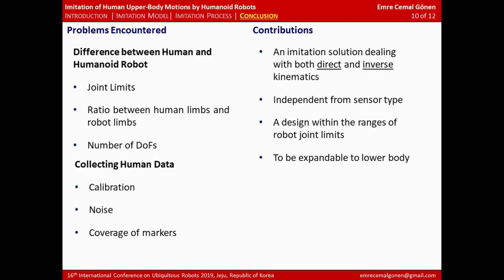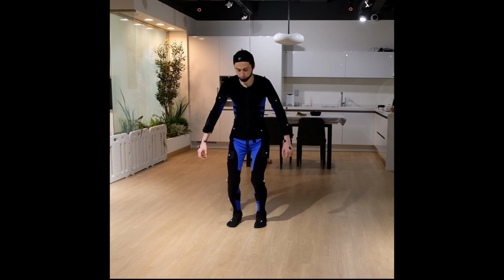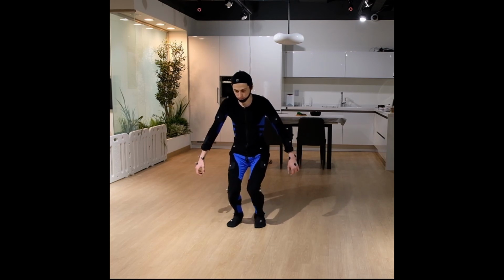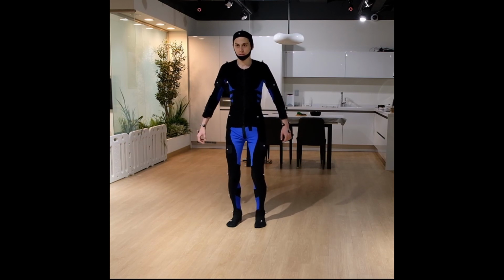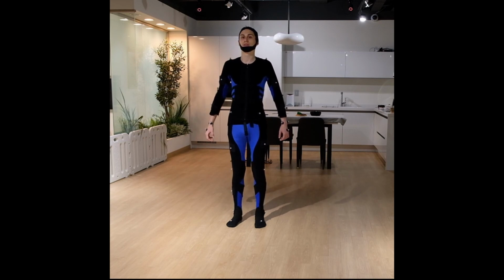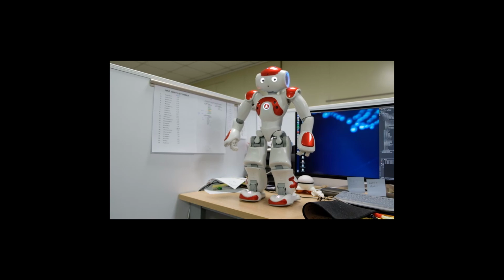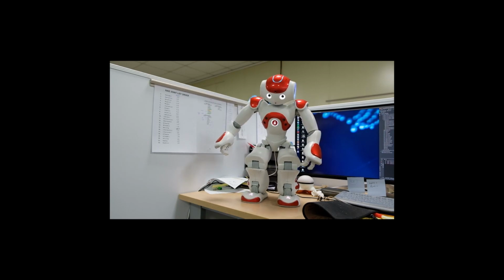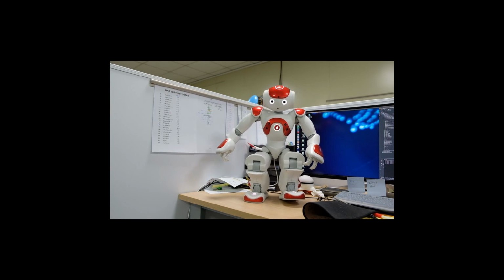If we go over my contributions, I suggest a solution which deals with both direct and inverse kinematics. And it is compatible with any sensor and robot type, and it can be extended to the lower body, which we did, but unfortunately this part is not in our paper. Here I add center of mass tracking and the lower body left foot as an end effector, and I am just bending my knees. And we got our first results a couple of weeks ago, so it can be considered as in progress.